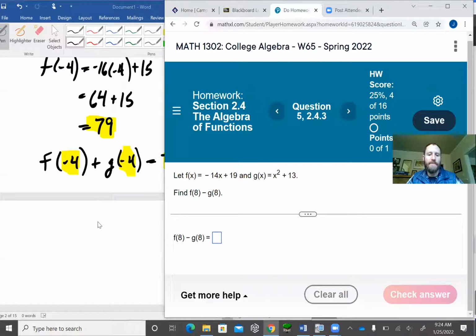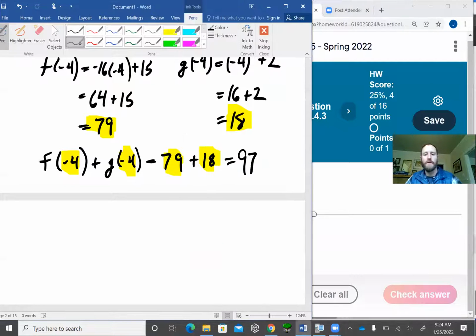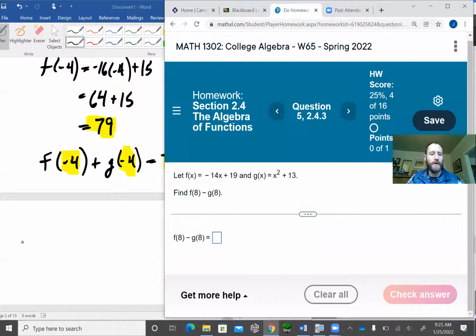Okay, so here we've got f of 8 minus g of 8. And the reason I like this way better is because this gives you practice at finding the new formula, which you have to do on the test and in some of these homework problems. So it's good to get that practice finding the new formula. So that's why I'm going to do it this way.